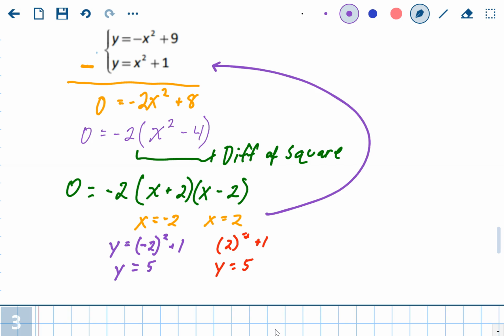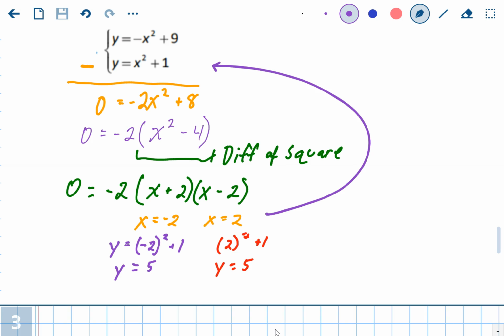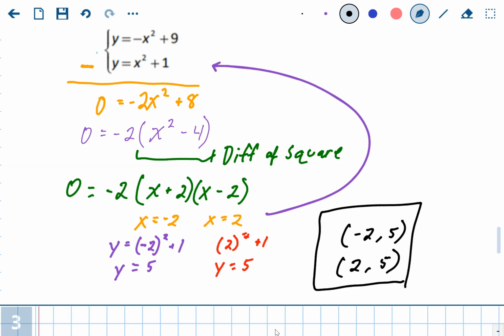Alright, so you notice these both have the same y value, but that doesn't mean that there's only one solution. They have the same y value, but they have different x values. We plugged in different numbers. So our two solutions here are going to be negative 2, positive 5, and then positive 2, positive 5. So that one was elimination. Again, you could have used substitution. You also could have graphed that.